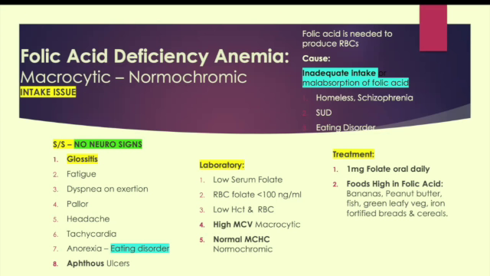The treatment for these patients, really easy. It's folate, 1 milligram daily. And then we want to encourage them to eat high folic acid foods, and give them education that those could be bananas, peanut butter, fish, green leafy vegetables, iron fortified breads, and cereals. Again, those are the easiest ones that I always recommend to my patients.